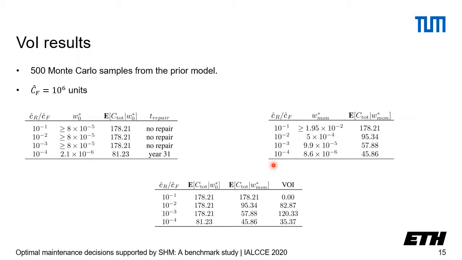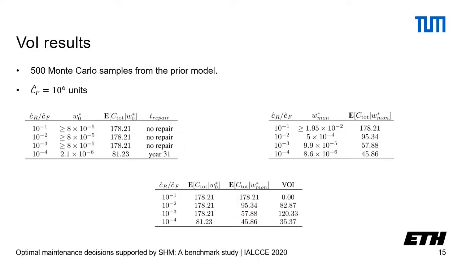Finally, bringing everything together, we see the VOI results for each of the assumed cost ratios. When the cost ratio is 0.1, the value of information assumes a value of 0, which means that one does not obtain any benefit from the SHM data. This is related to the fact that for this cost ratio, the optimal action in both the pre-posterior and prior case is to not perform any repair action throughout the lifetime of the structure. However, for the further considered cost ratios, the value of information is positive, which indicates a potential benefit of installing an SHM system on a deteriorating bridge structure.